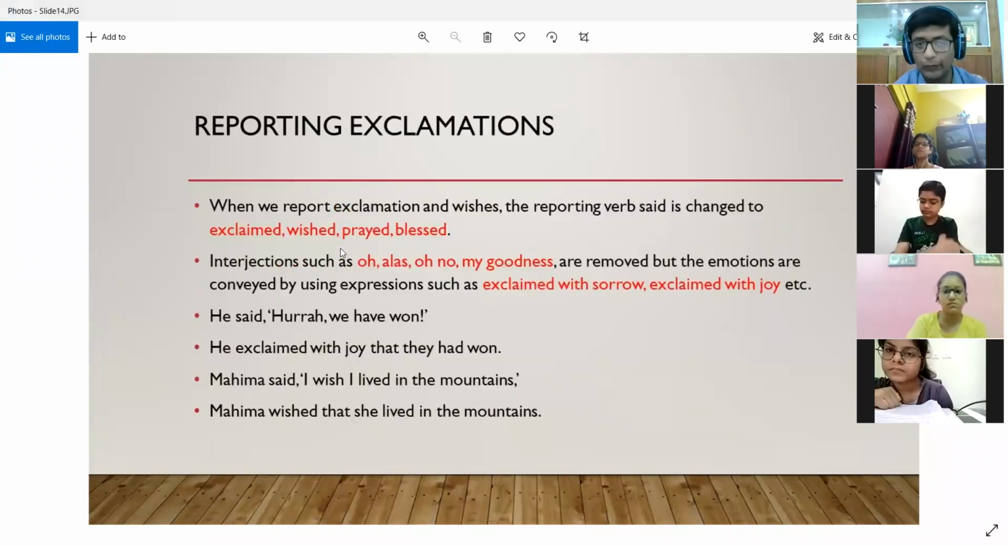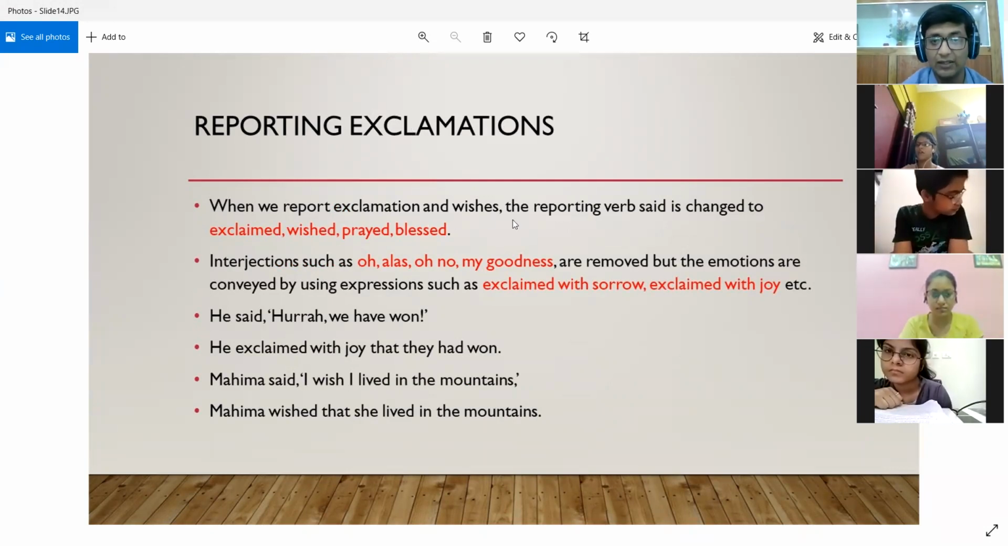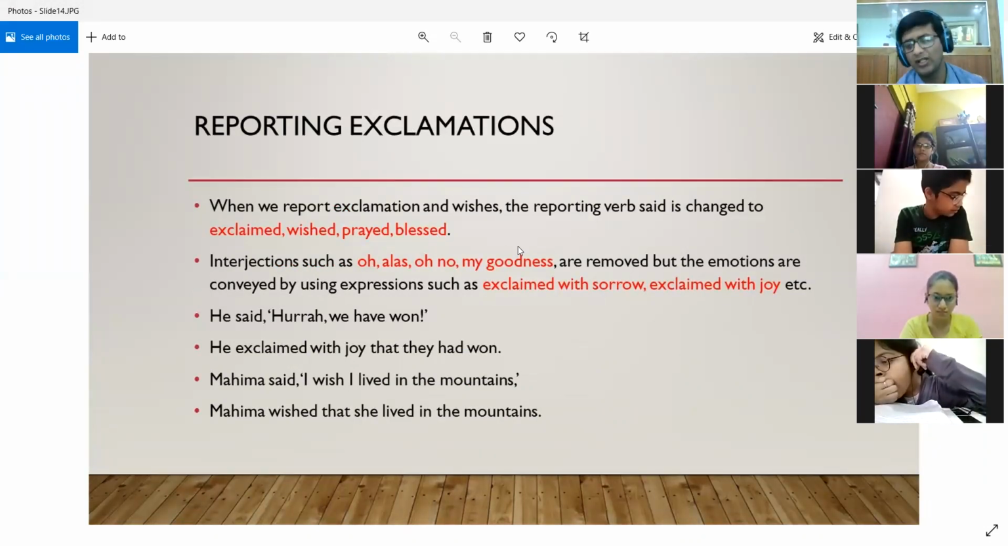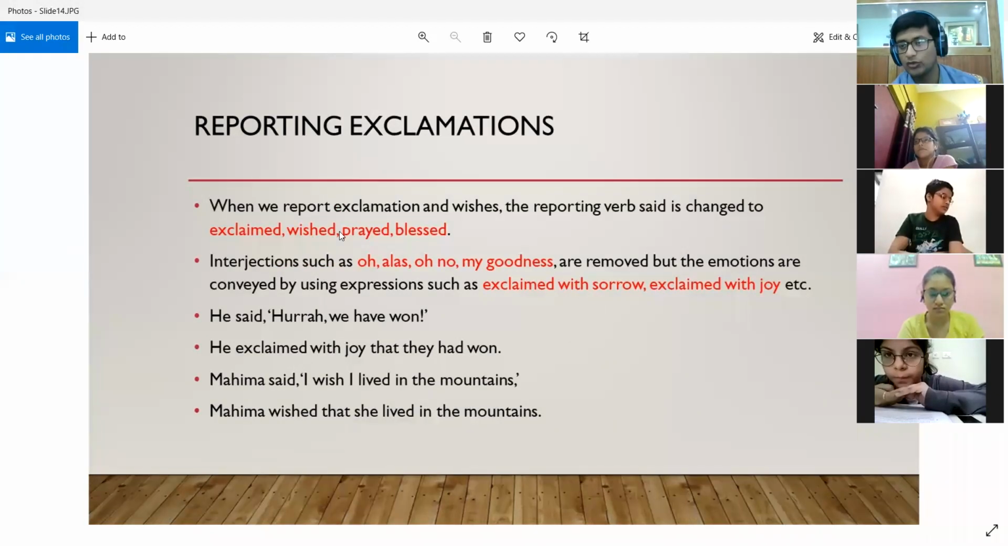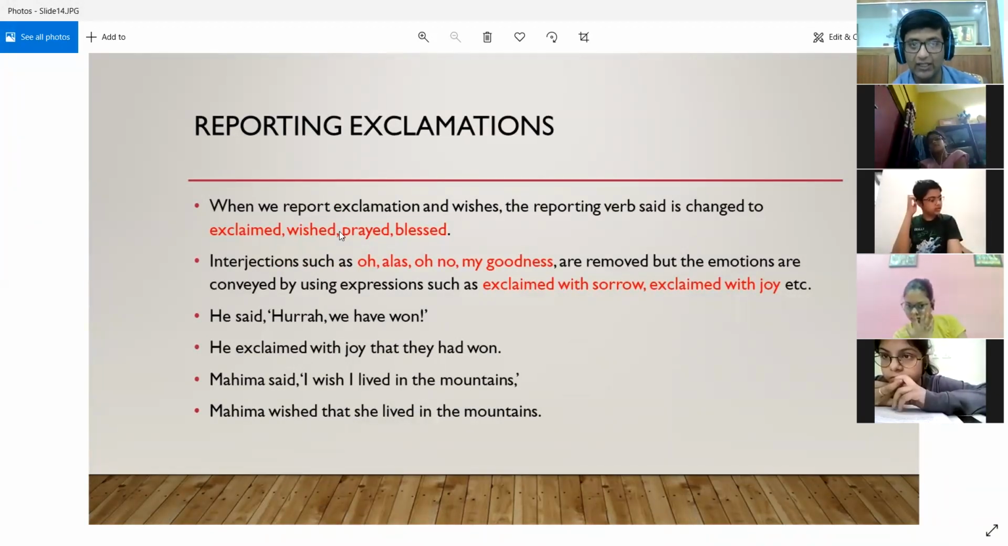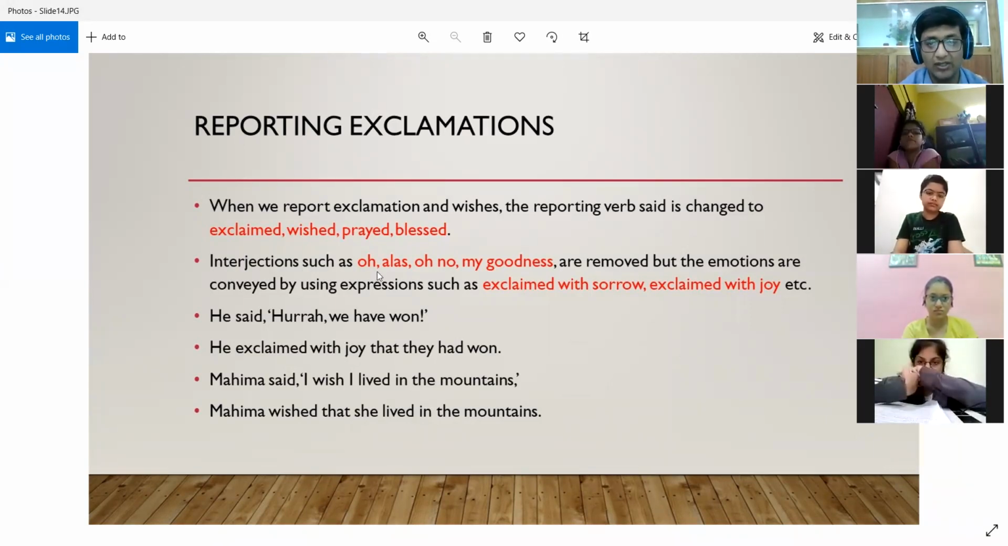Okay. So the last one we are doing now, we will solve the exercise in the next class, reporting exclamations. So when there are exclamatory sentences present, when we report exclamations and wishes, the reporting verb said changes to what? Exclaimed, wished, prayed, blessed. So accordingly, whatever is there in the sentence, we will try to pick the reporting verbs according to that. So the nature of the sentence is very important in this case. You will see it in the example. Interjections such as oh, alas, oh no, my goodness, they are removed, but the emotions are conveyed by using expressions such as exclaimed with joy, exclaimed with sorrow.